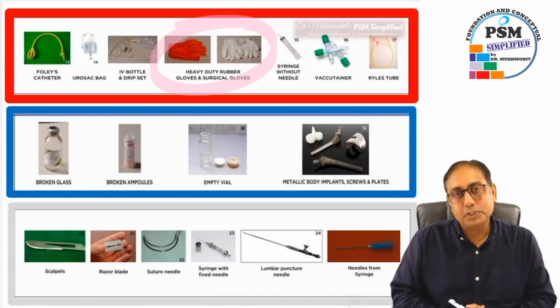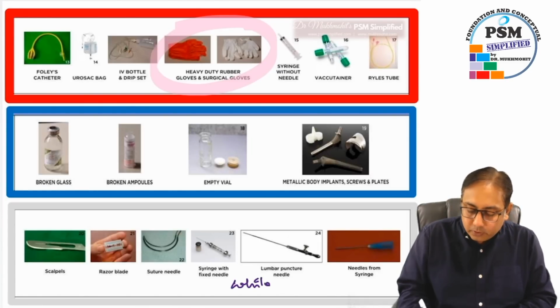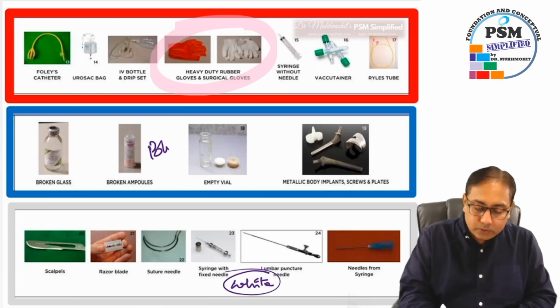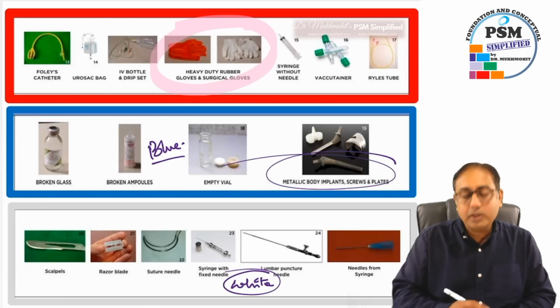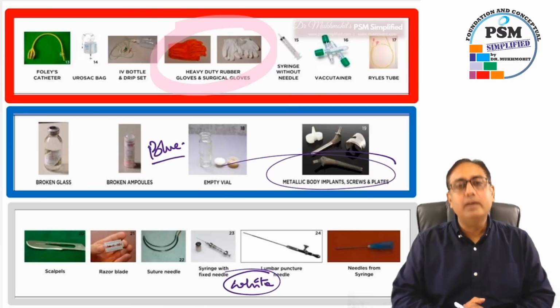What about the sharps? Sharps, they always go into the white category. All types of sharps, they go into the white category, which includes syringes with needles, lumbar puncture needles, suture needles, and broken glass. Please note, glass will always go into the blue category. A lot of times they have asked you about the orthopedic implants. Orthopedic implants is blue category.